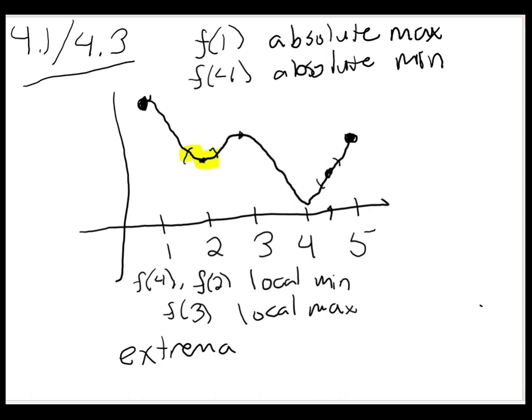So another interesting thing here that you see is this f of 4. You can have something be both a local minimum and absolute minimum. That does work. And the endpoints aren't necessarily always going to be the absolute highest or absolute lowest.